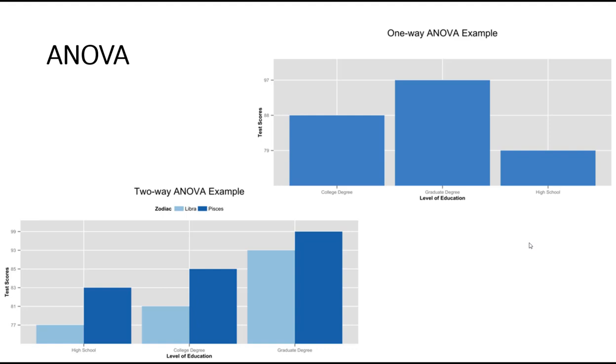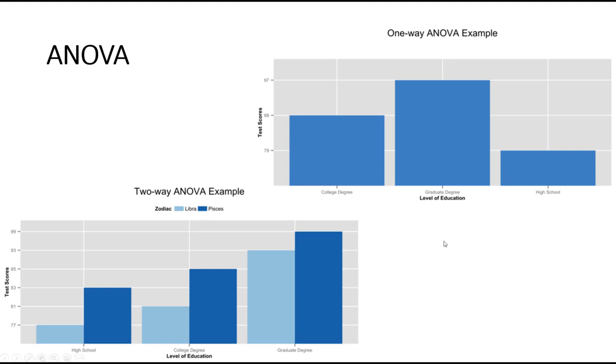There are two main types of Anova, one-way and two-way. On the top right, you can see the depiction of a one-way Anova. You can see that test scores are continuous. That would be a dependent variable, and there are three categories for test scores: people with a college degree, a graduate degree, and high school. This is very basic, as we have one independent variable that is categorical and one dependent variable that is continuous.